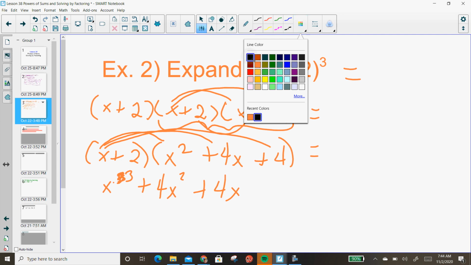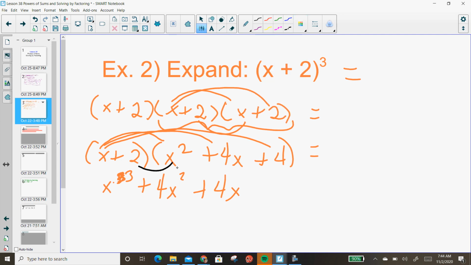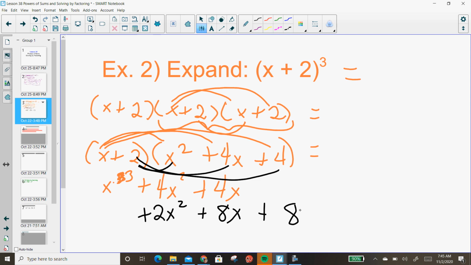And I'm going to do the same thing with the 2 times everything. And I like to line mine up as I'm writing it if I can, just so it's easier to find the like terms. 2 times x squared is a 2x squared. 2 times 4x is 8x. And 2 times 4 is 8.